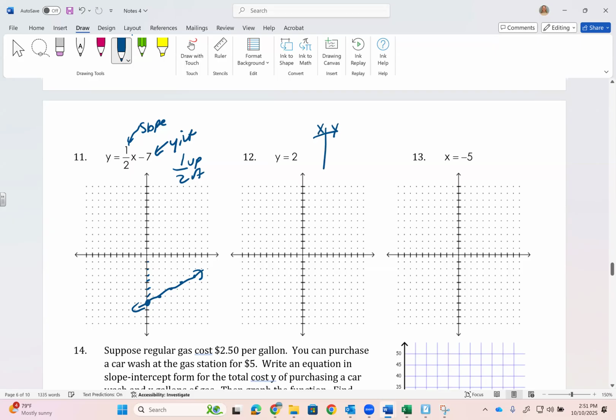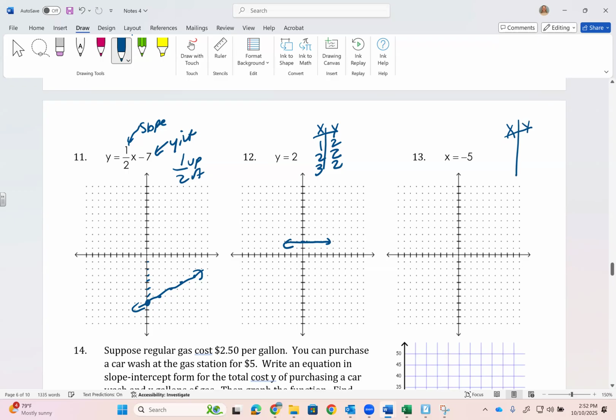Y equals 2. It's going to be a horizontal line. The y value is always 2. The x coordinate is anything you want. If you plot these points, it is going to be this line right here. Okay, y equals 2. And it's going to touch the y-axis at 2. Horizontal lines have 0 slope, and they're y equals. So if you remember it, you don't have to make a table unless I ask you to.